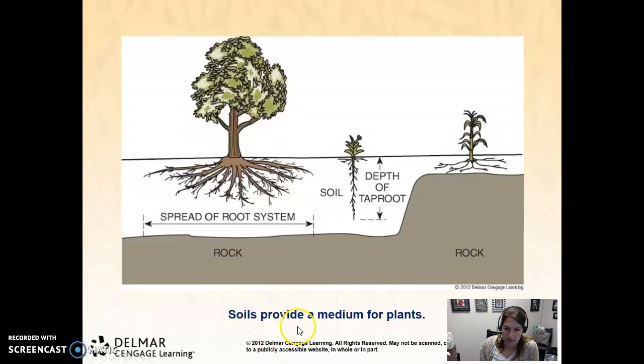Down here, you read that soils provide a medium for plants. Medium is what? A growing media, like a texture to grow in. So bagged soil or soil that you dig up out of the ground, they're all different types of mediums that we have, and we'll talk more about those as we go on.